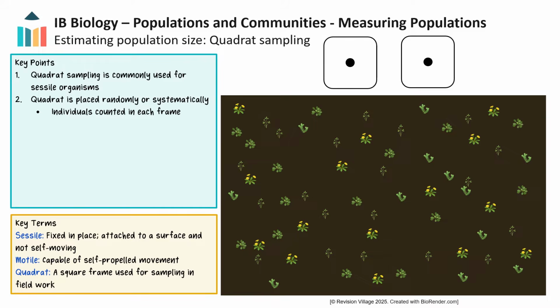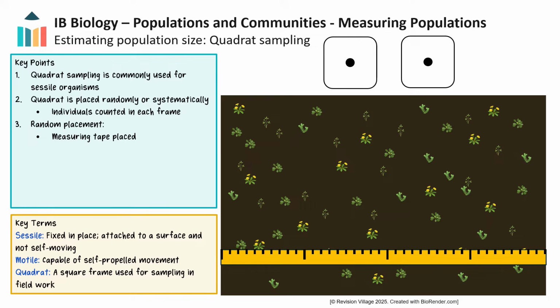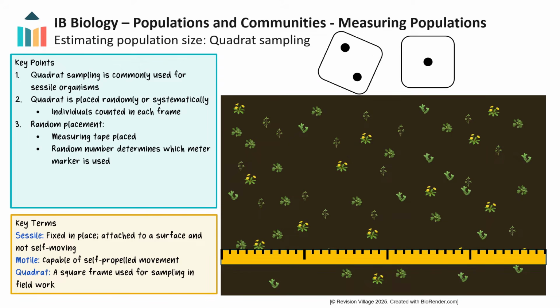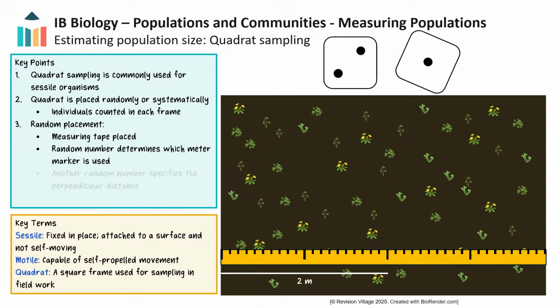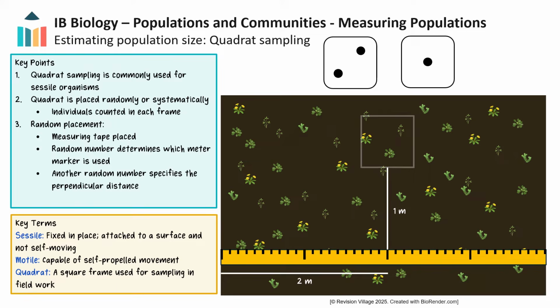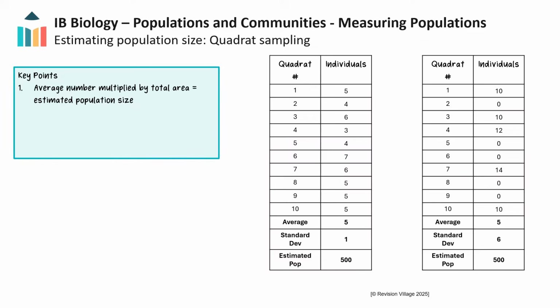In order to ensure randomness, a measuring tape is placed at the edge of the habitat, and a random number generator determines which meter marker on the tape measure should be used. A second random number determines how many meters perpendicular to the mark the quadrat is placed. This process is repeated many times to randomly place the quadrats to count the number of organisms within the quadrat. The average number of individuals per quadrat is then multiplied by the total area to estimate the population size.